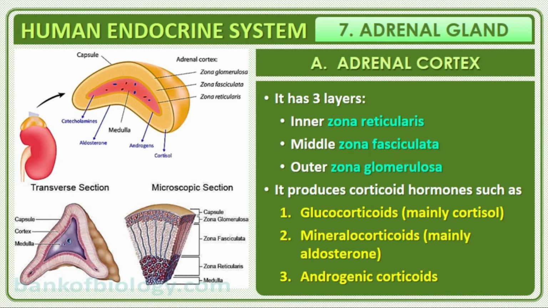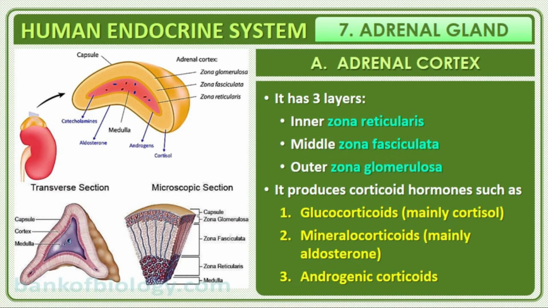The adrenal cortex has three layers. What are the three layers? Inner zona reticularis, middle zona fasciculata, outer zona glomerulosa. The picture itself is clearly given. See, zona glomerulosa, the outermost layer, middle zona fasciculata, and the innermost layer zona reticularis. Three layers of the adrenal cortex, and it produces corticoid hormones.